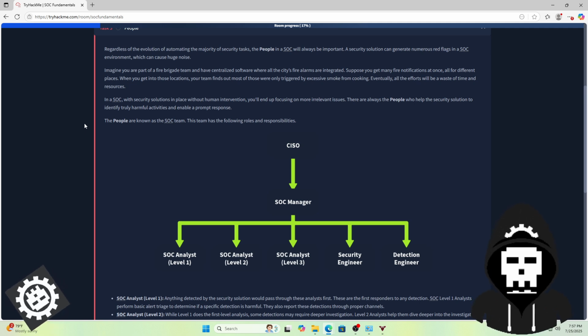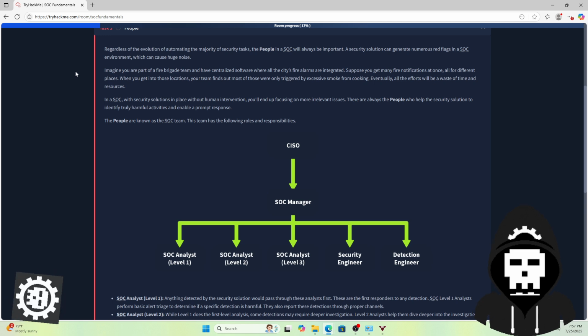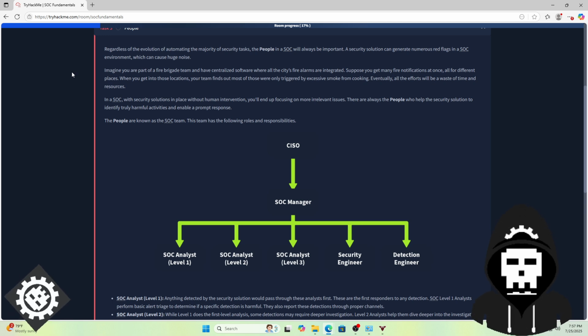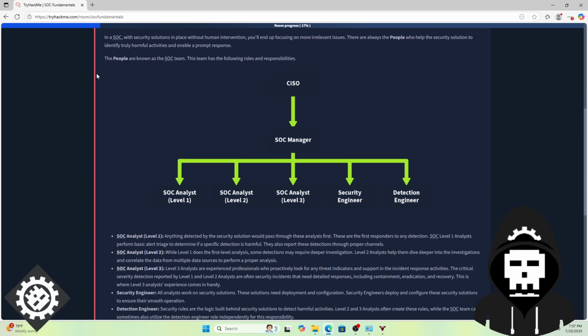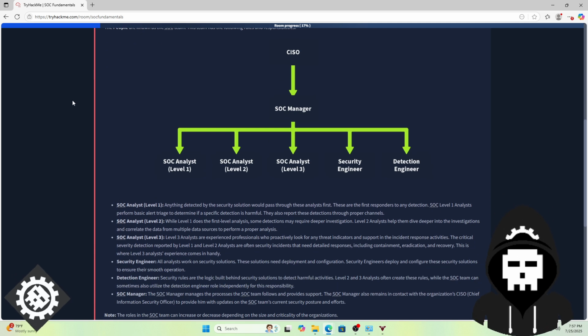So, in a SOC, with security solutions in place without human intervention, you'll end up focusing on more irrelevant issues. They're always the people who help the security solutions to identify truly harmful activities and enable a prompt response. People are known as the SOC team. This team has the following roles and responsibilities.